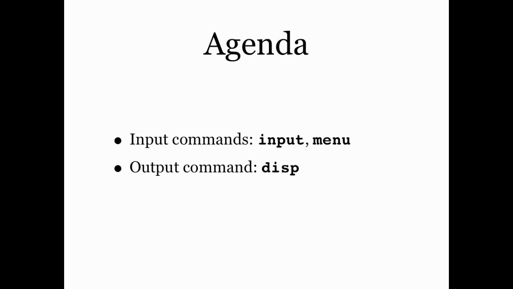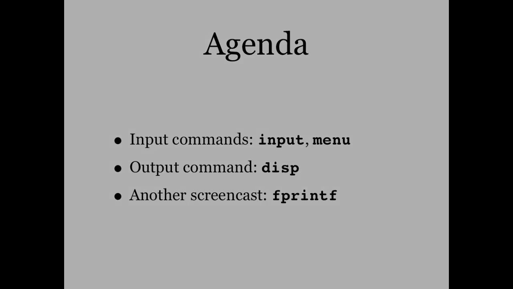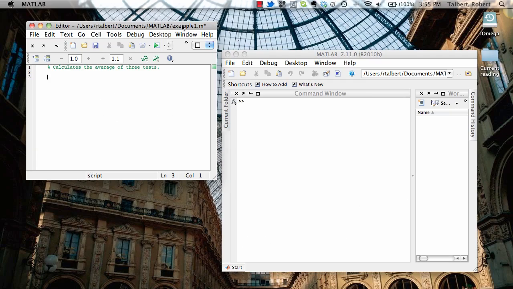Just to give you a heads up, there's going to be another screencast that covers a more powerful output command called fprintf, and you can look for that elsewhere on my YouTube channel. So many times in MATLAB, we want users other than ourselves to enter information when prompted that MATLAB can then act upon. There's two main ways to do that. Let's look at the simplest of these first.